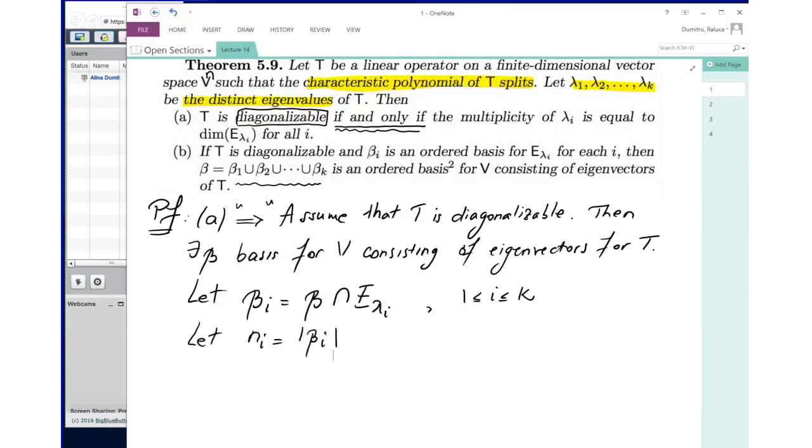So if you look at the statement, what we need to prove is that the multiplicity of lambda_i, let me give this a name, let's call that m_i, is equal to the dimension of the corresponding eigenspace. Let me call that d_i. So the eigenspace of lambda_i has a dimension which we'll call d sub i.